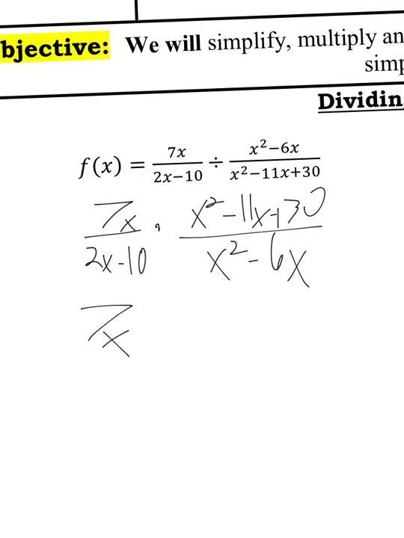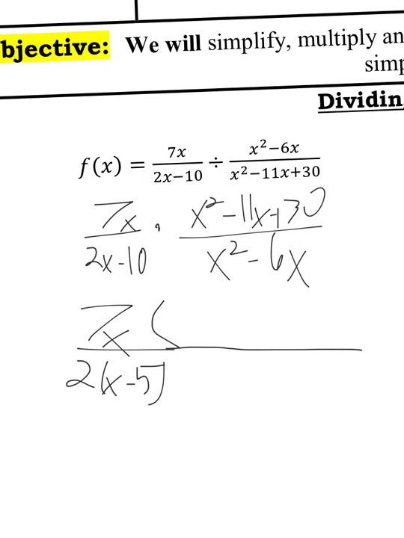For starters, I'm going to factor the denominator of the first fraction. This has a common factor of 2. I can divide 2 from 2x, that leaves behind x, and I can divide 2 from 10, that leaves behind 5. Then on top, I'll just keep it all in one fraction, because when you're multiplying, you just multiply straight across. It doesn't matter.